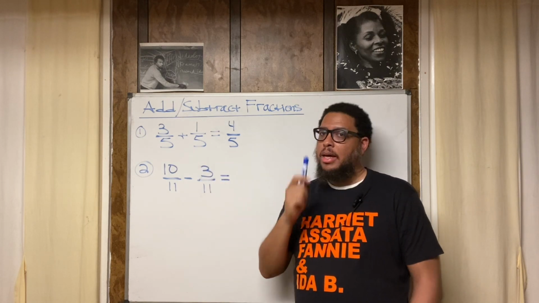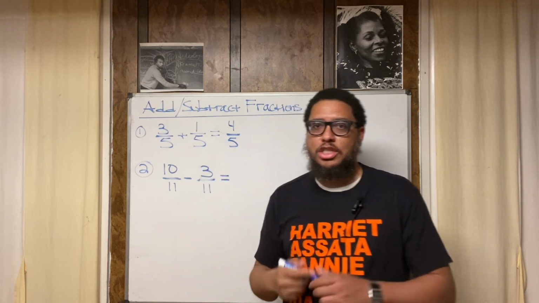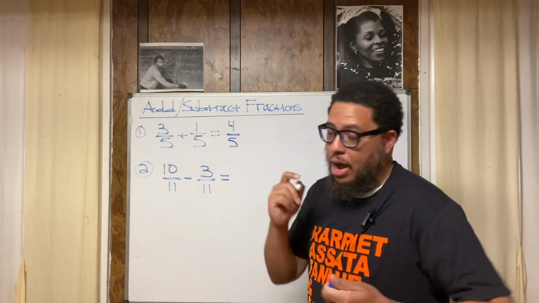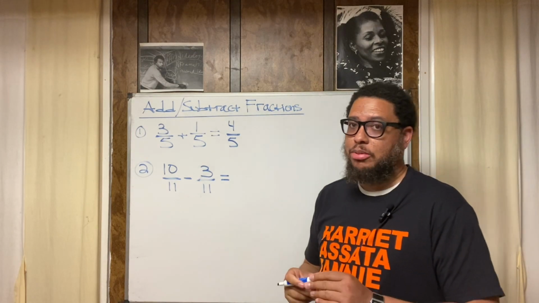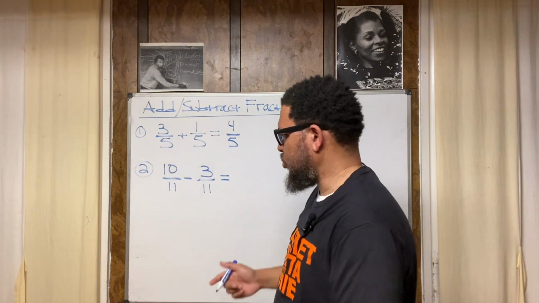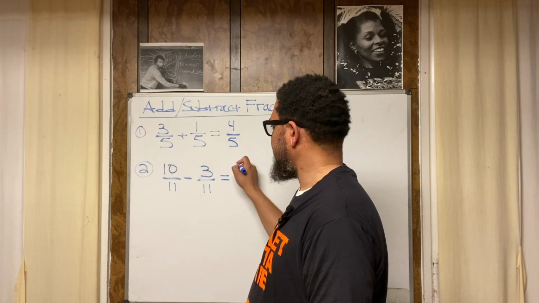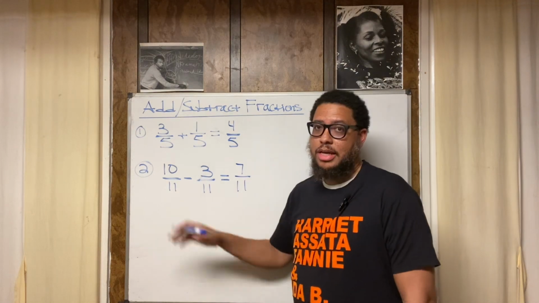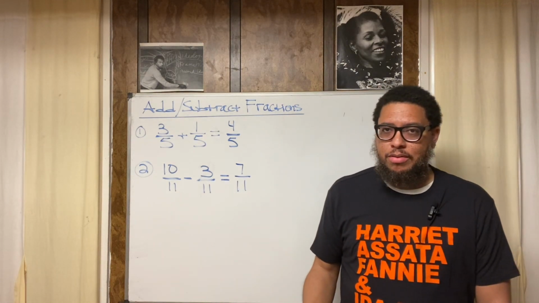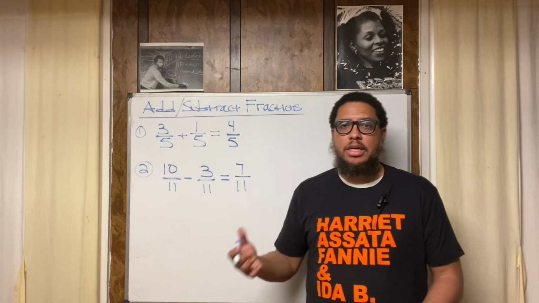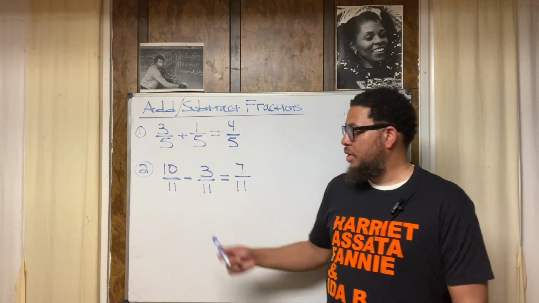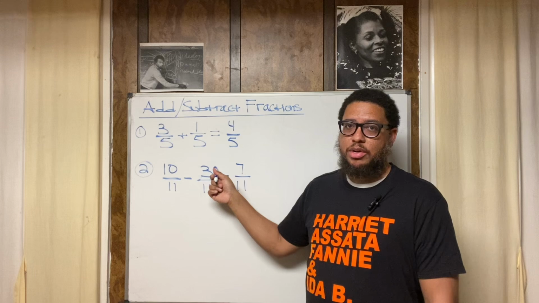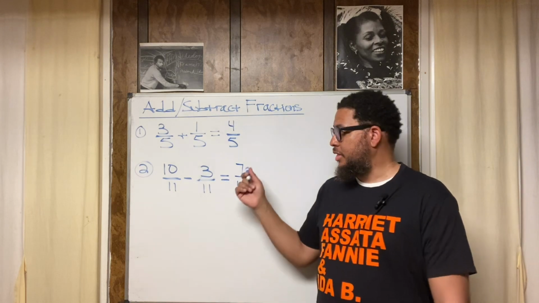Right? But like I said, a lot of students just memorize that rule and they don't really understand why and they can't explain why. I want anybody watching this video to be able to explain why. Why don't you subtract 11 minus 11? Because the denominator is a unit of measurement, right? The unit of measurement is meant to describe what we're dealing with. We're dealing with 11ths. So we had 10 of them and we subtracted 3 of them. How many are left? 7 of them.